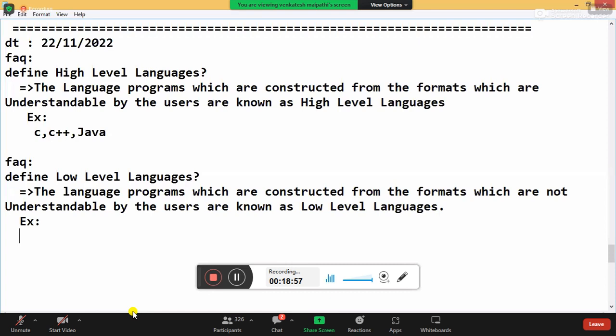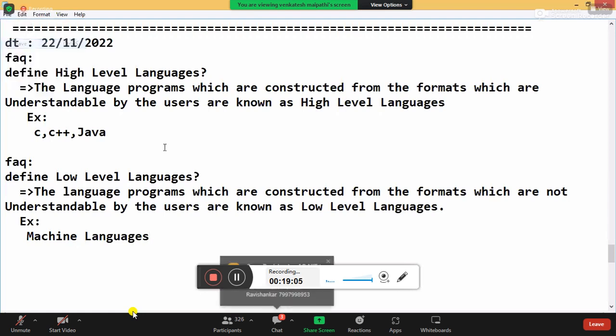You can write machine languages. Whatever the format available in the market, what you cannot understand, that is low level. So common definition known by everyone. High level means what we can understand. Low level, what we cannot understand. That is low level. That's the point.